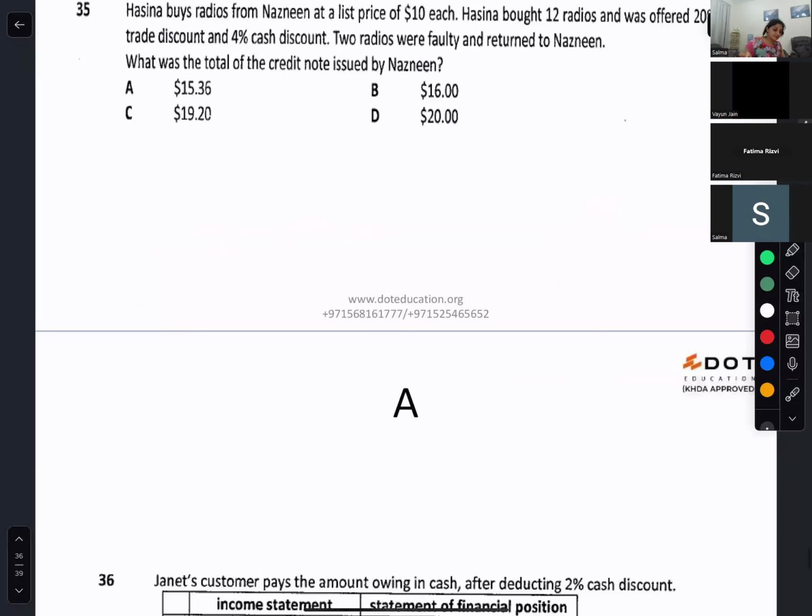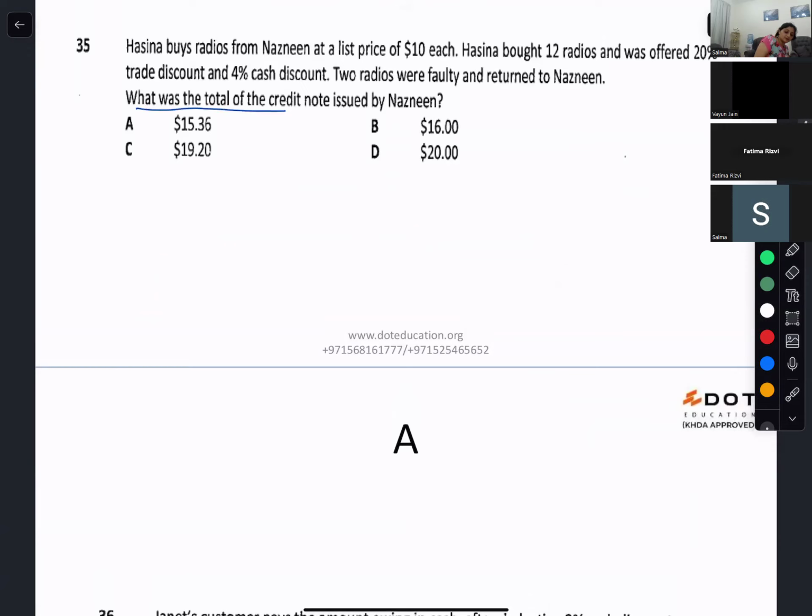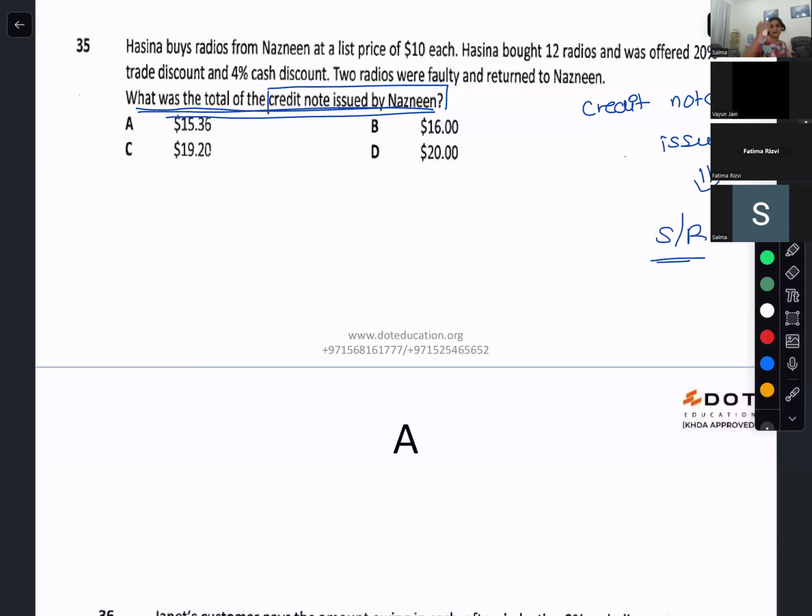Fatima, what do they want? They want the total for the credit note issued. Credit note issued is for what? Credit note issued is for sales, credit sales. Oh my God. Oh, credit note issued is for? Sales return. Okay.